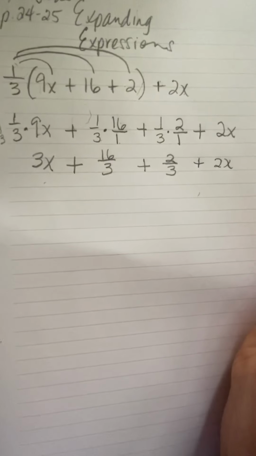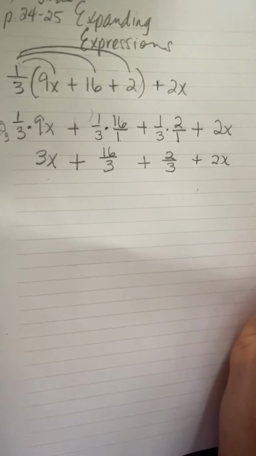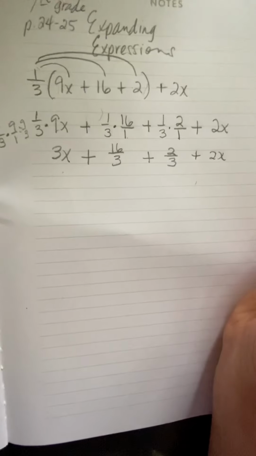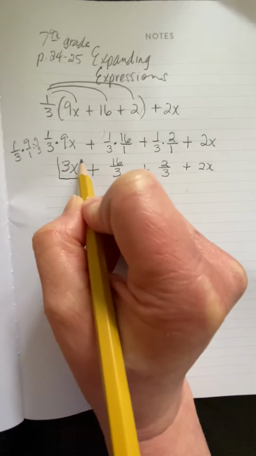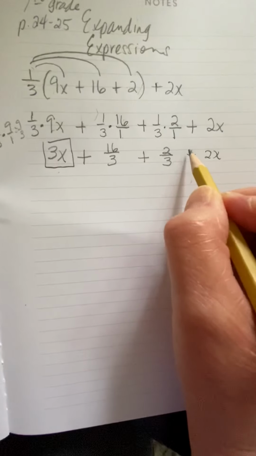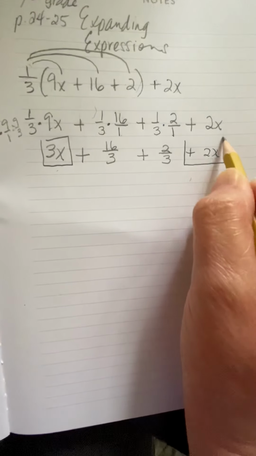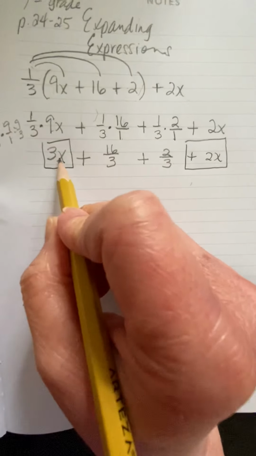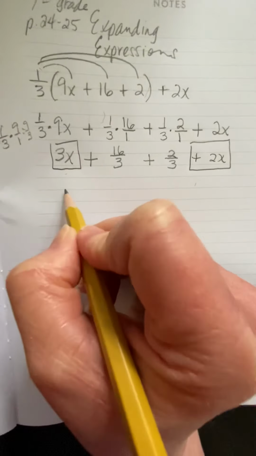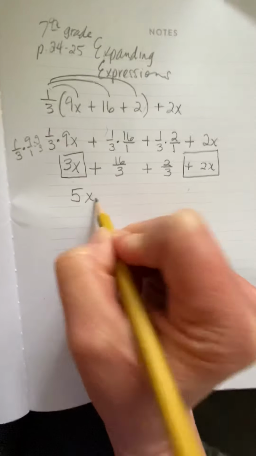Now we have to combine like terms. Which terms are alike? Well, 3x and positive 2x are like terms because they both have an x. 3x plus 2x is 5x.